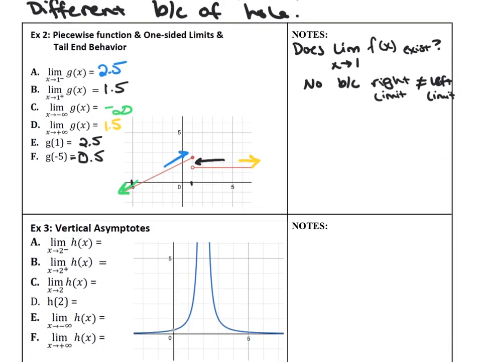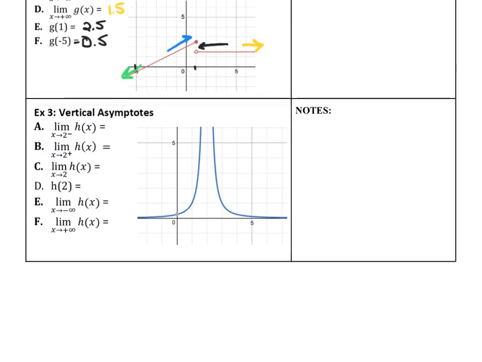All right, so for our next example, we're going to look at behavior around vertical asymptotes. So this problem is asking us for part A, the limit as x approaches 2 from the left. So for values that are to the left of 2. So we're headed in that direction. And we can see that as we get closer to this x value of 2, we are headed towards positive infinity.